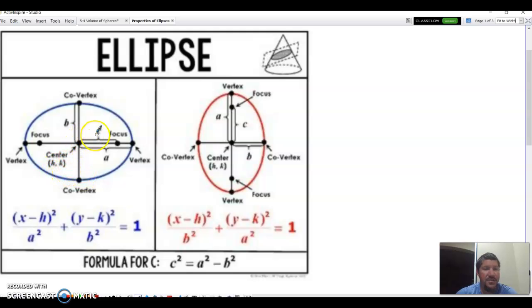The distance from the center to the focus, which is on the major axis, is c. The distance from the center to the vertex is a. The distance from the center to the co-vertex is b.